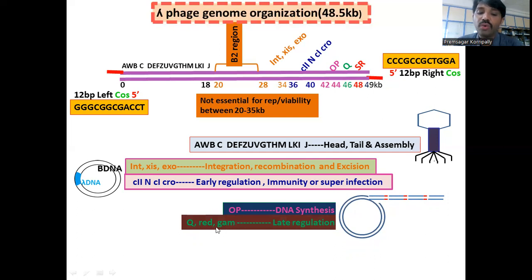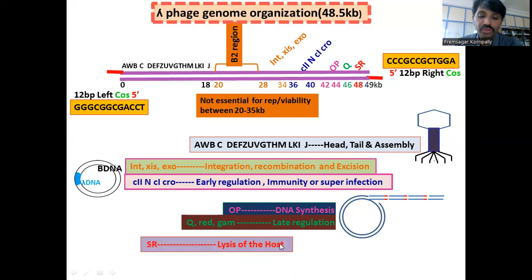These are the genes which are responsible for conversion of the theta mode of replication to rolling circle replication, which is a unidirectional replication. So the red and gam genes are responsible for conversion of theta mode of replication to rolling circle replication, which is nothing but sigma replication.